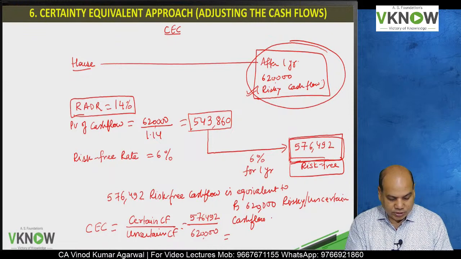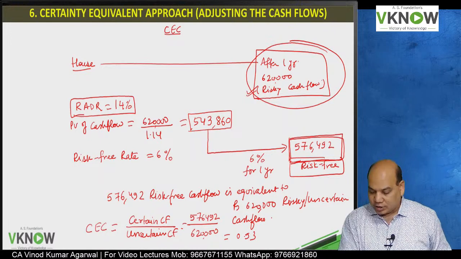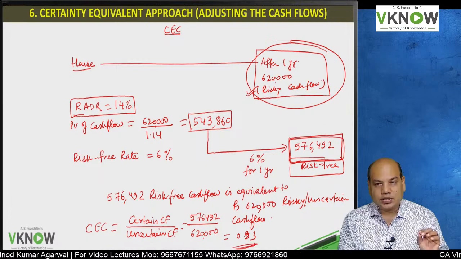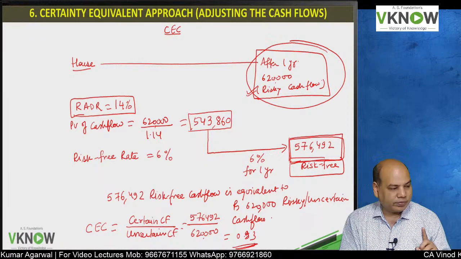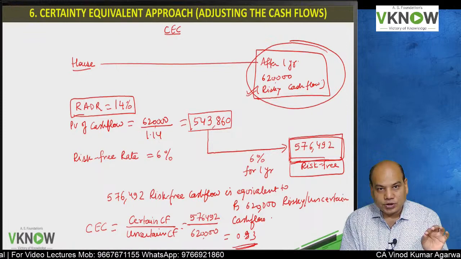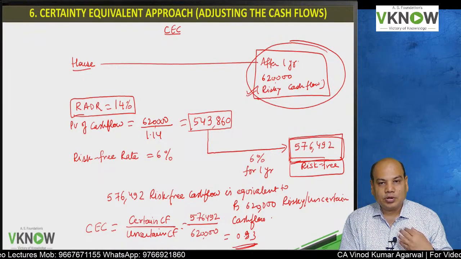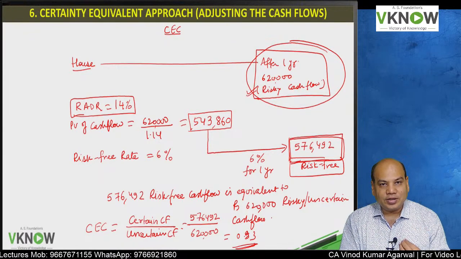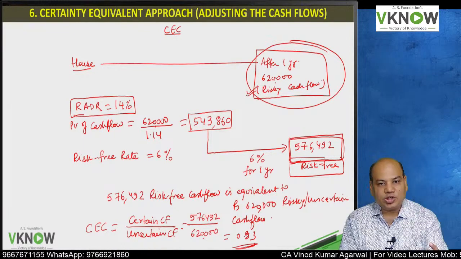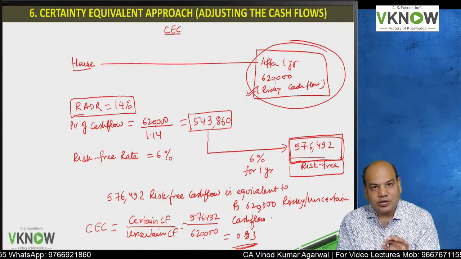This comes to something like 0.93. Very good. So what is the interpretation of 0.93? If uncertain cash flow is 1 rupee, its equivalent certain cash flow is 0.93. Management is willing to accept 0.93 against 1 rupee risky cash flow, if the risk element is removed.